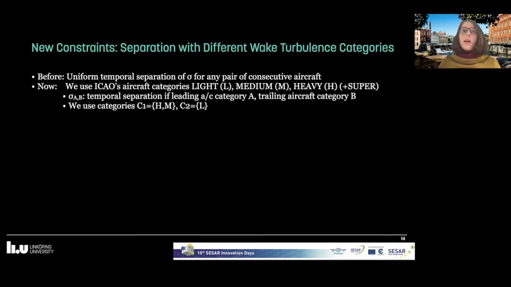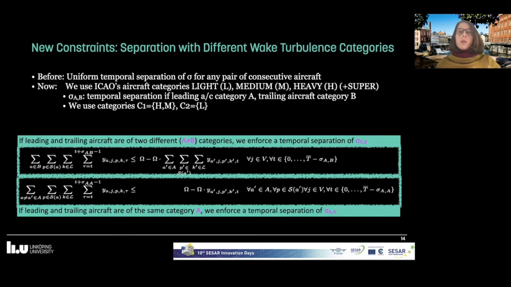to category B. And what we'll do is we'll define C1 as heavy and medium and C2 as light. And then we introduce two classes of constraints, one if those two aircraft are of different categories and one if they are of the same category.